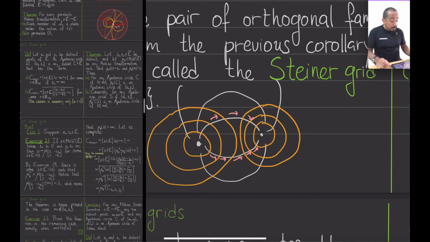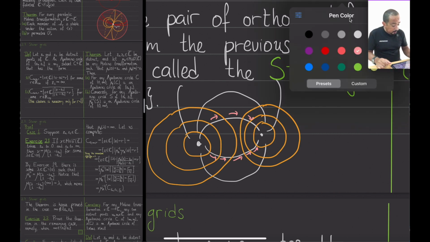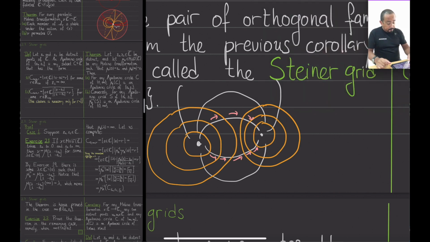Now, in the case of the elliptic ones, what happens? If we think of the origin-infinity picture, where it's simply a rotation, let's say that the rotation is counterclockwise. Then somehow the flow would be like this.